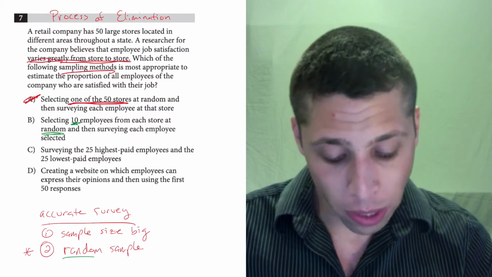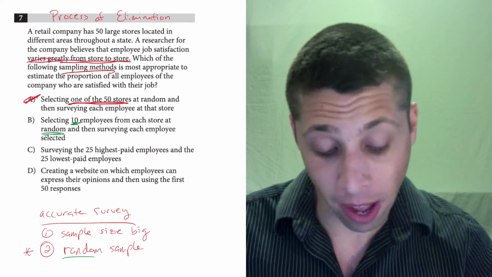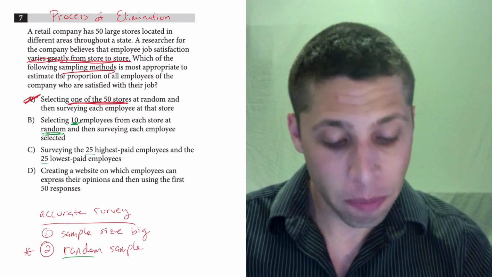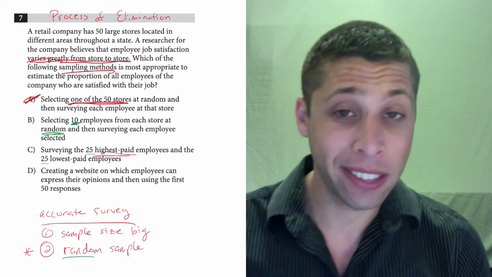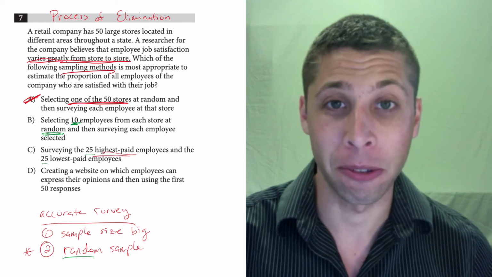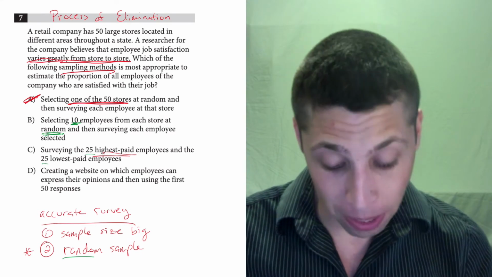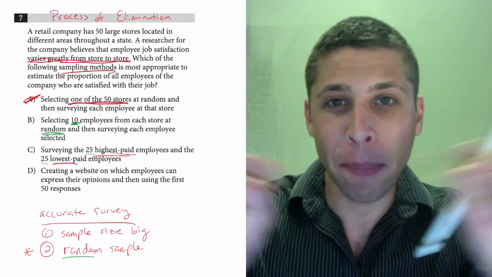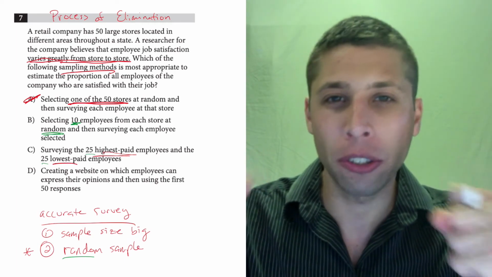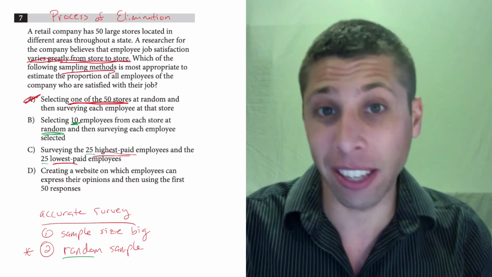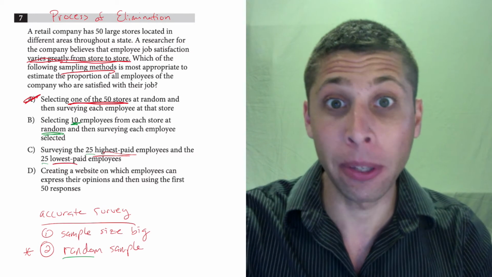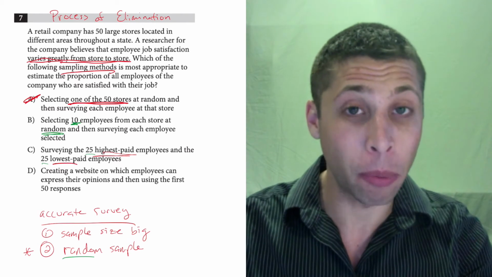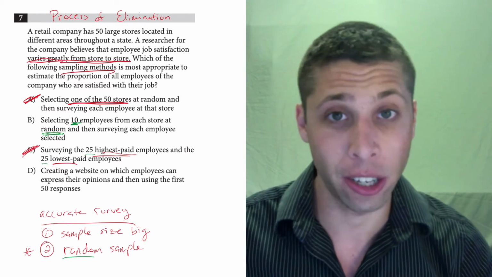Choice C, surveying the 25 highest paid employees and the 25 lowest paid employees. Well, that has more people, so that sounds pretty good. But in terms of bias, we're going to have a problem here, right? If we ask the highest paid employees, they're probably pretty happy with their jobs because they're paid pretty well. And if we ask the lowest paid employees, then they're probably unhappy with their jobs because they're not paid very well. So we're going to get this separation of people, and we're going to have trouble understanding what the average person thinks because we're not asking the average person. We're asking the highest people and the lowest people. So this is not a random sample. It's specific people. We want to randomize this a lot more. So this is not a good choice.